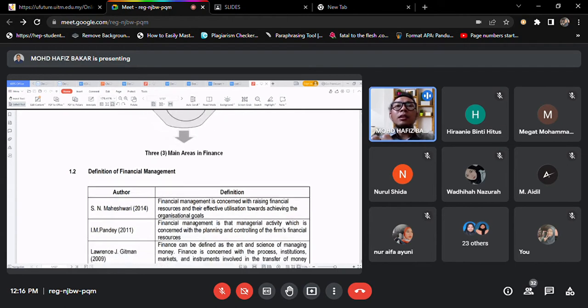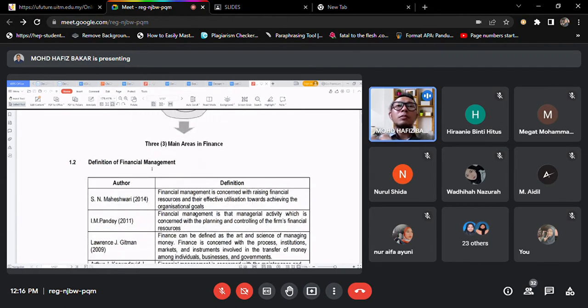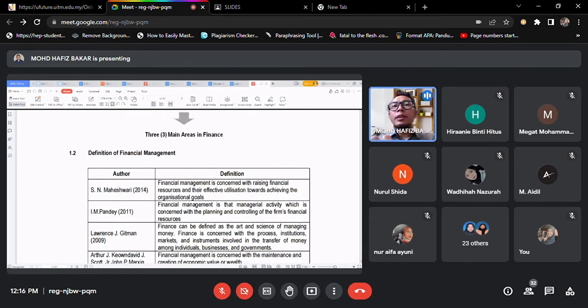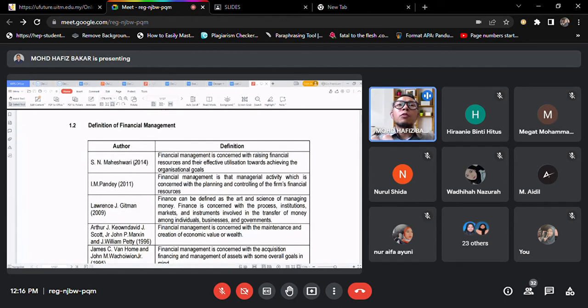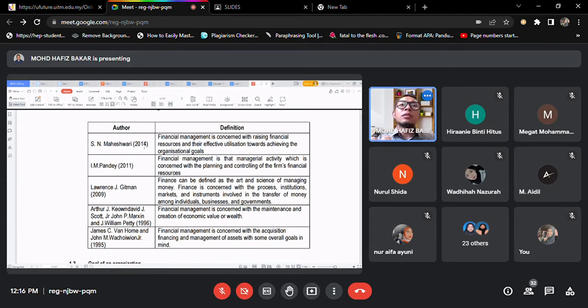Here is the list of definitions of financial management. This one they took from various authors, of course taken from a journal. If we say journal, there must be an author and a year. So you can read after this. Just take a look at S. N. Maheshwari 2014. The definition: financial management is concerned with raising financial resources and their effective utilization towards achieving the organizational goals.